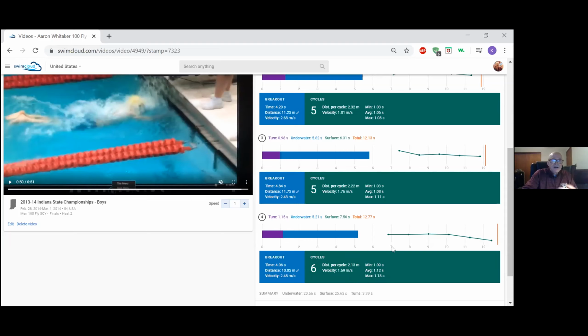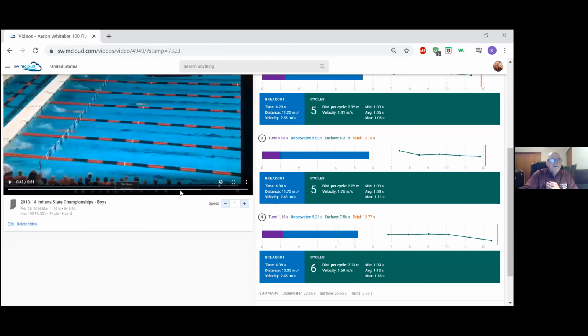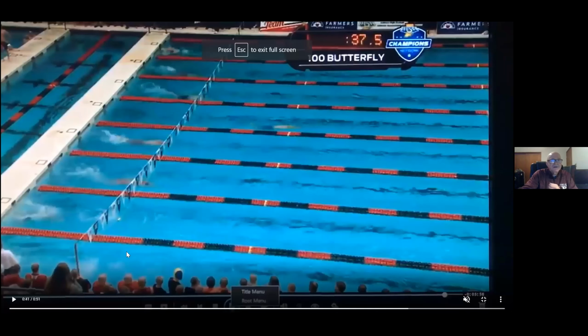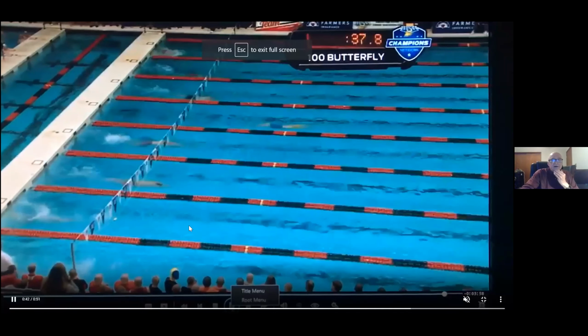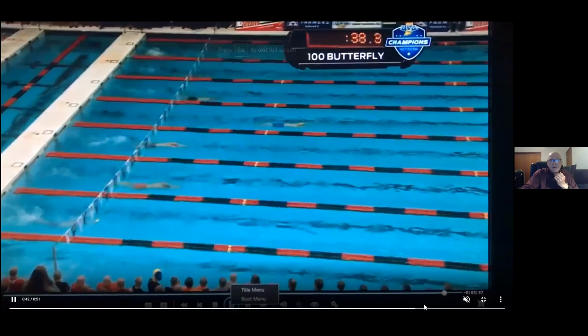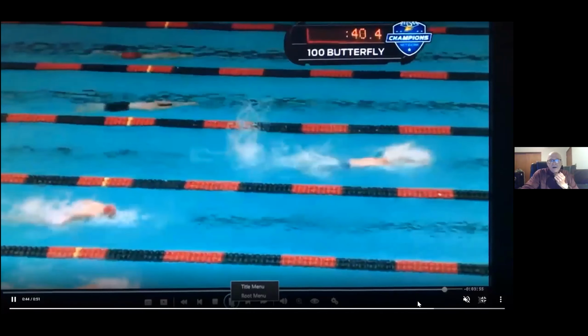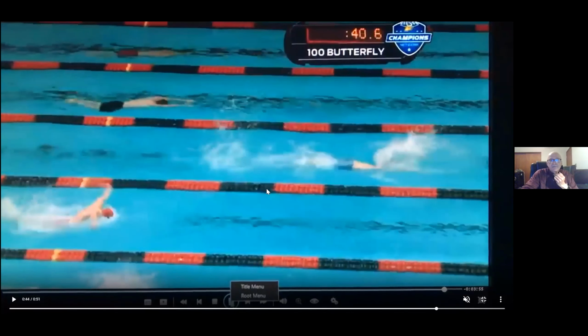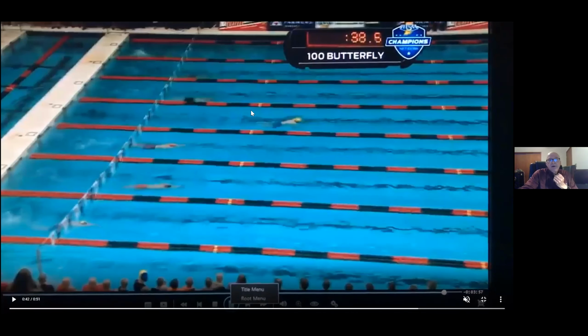And talking about transitions, I want to talk a little bit and show you on the finish. Let me go back. This is the 15-meter mark from the start end, and this is the 15-meter mark from the turn end.